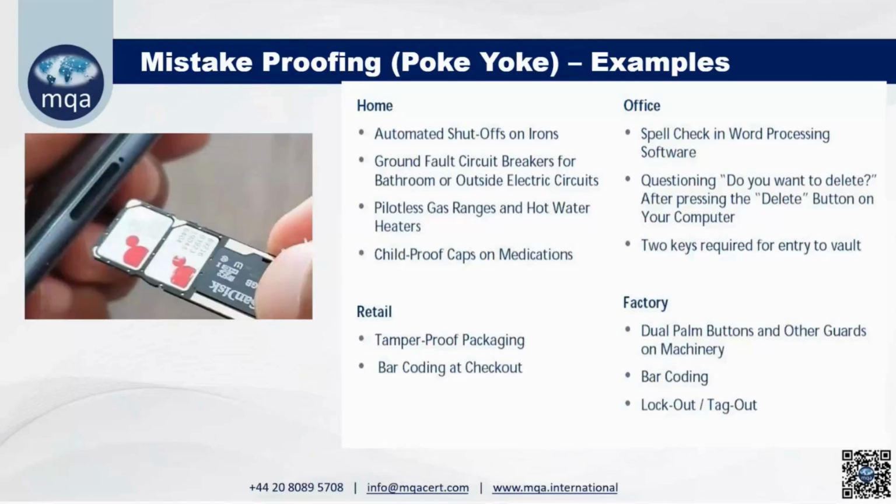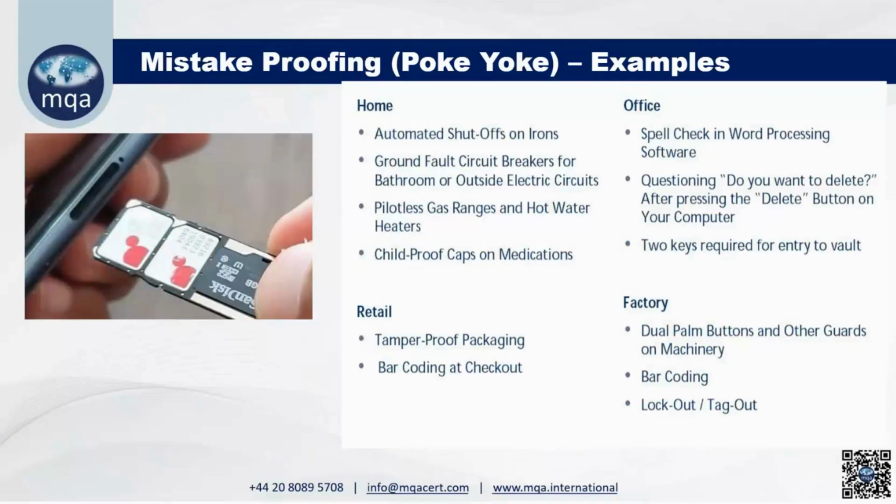Now, mistake proofing, Poka-Yoke. We can see examples, like automated shut off on an iron. Grounding fault circuit breaker for bathroom and outside electric circuits. Pilotless gas ranges and hot water heaters. Child-proof caps on medicines. You know, when the medicines have a cap, that cap is only so a child cannot open it. Otherwise, the child will open it and drink the medicine without any knowledge.